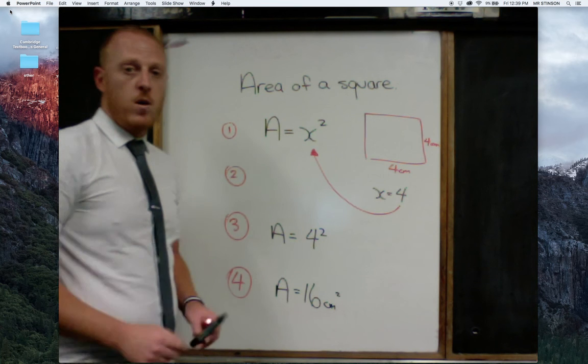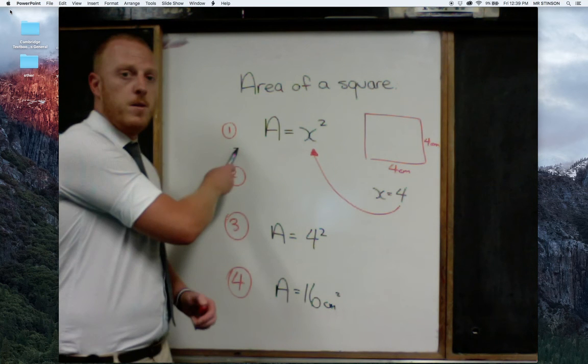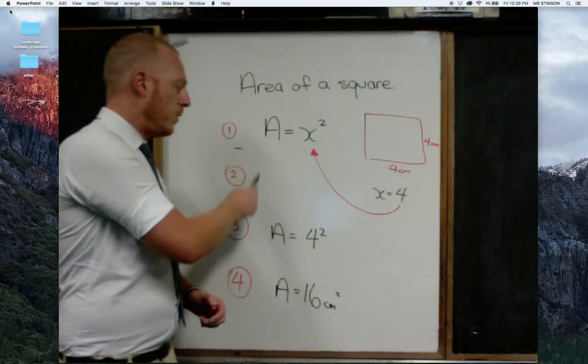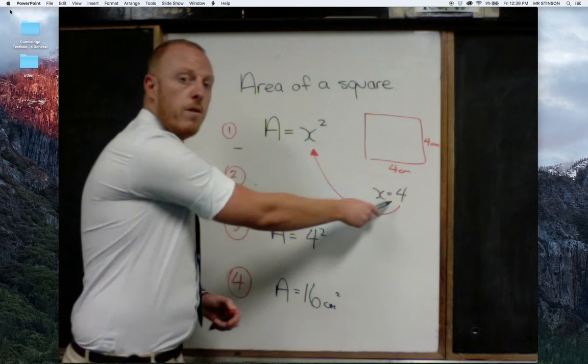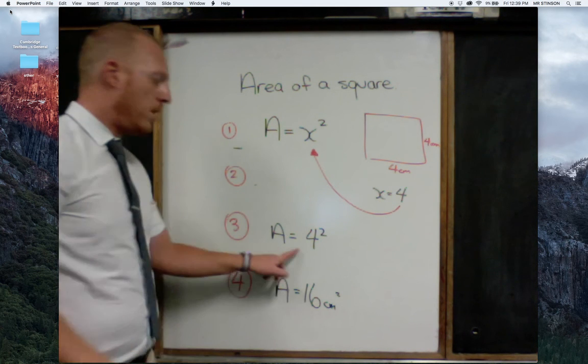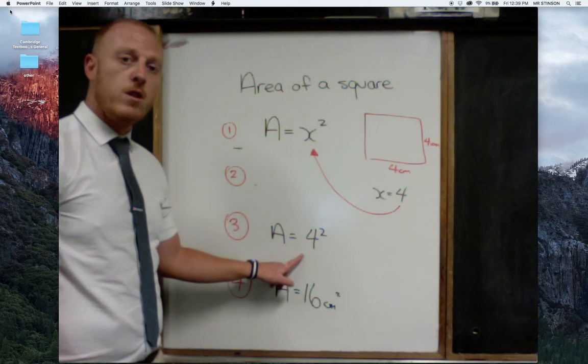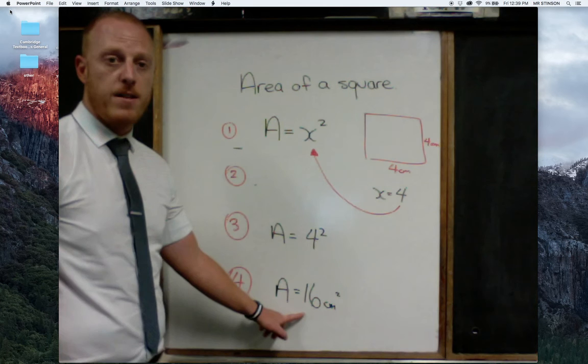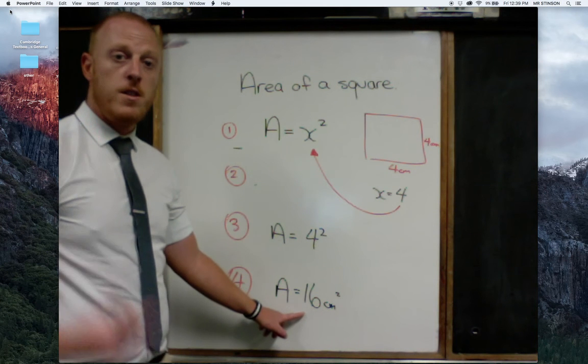Let's have a quick look at it. 1, we wrote our formula. 2, we wrote our values. 3, we substituted our values into the formula. 4, we calculated our answer. Let's do this again for something else.